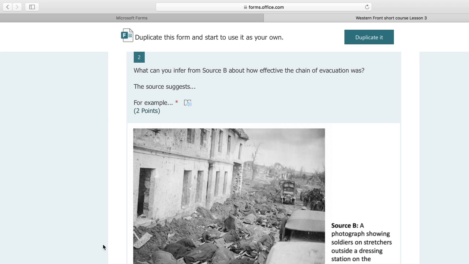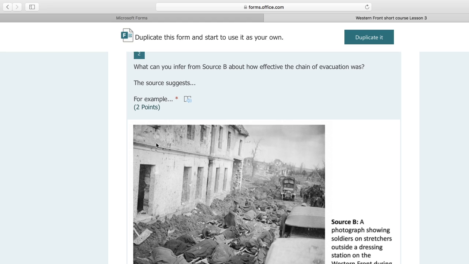Now, if you look at this image and you consider that maybe these people are waiting for treatment, you may argue actually this source suggests it's not that effective because they're potentially waiting for treatment. You may infer that this chain of evacuation is not effective because of the fact that they're outside. But what does that suggest about the inside of the dressing station? Thinking about the knowledge that you know of how small a dressing station is, you can make an inference about how few transportation vehicles there are, about the manpower there is, about the equipment that's used. And that's what you need to be doing.